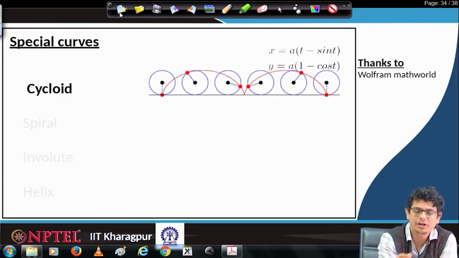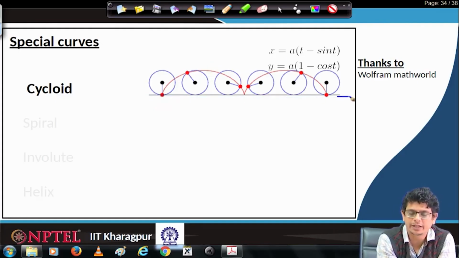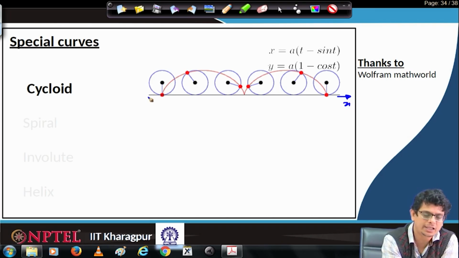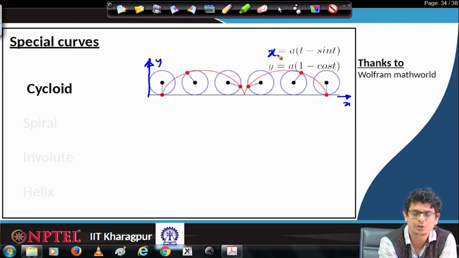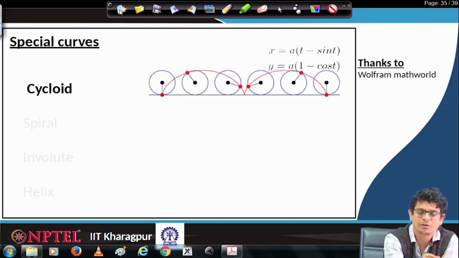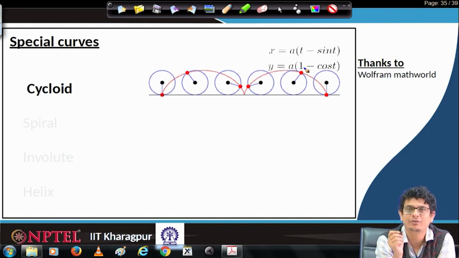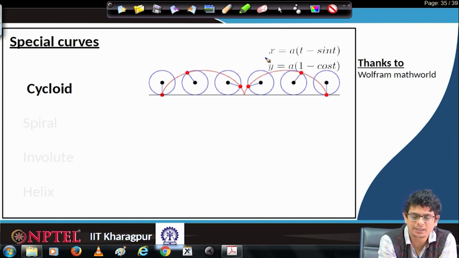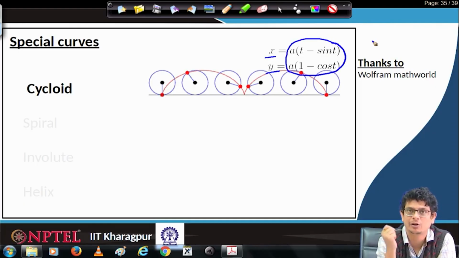At the mathematical level, the x and y coordinates are represented in parametric form: x is equal to a multiplied by (t minus sin t), where t is the time or parametric variable. Similarly, y is equal to a multiplied by (1 minus cos t). Whatever x and y coordinates we get from these parametric equations, that is what we call a cycloid.